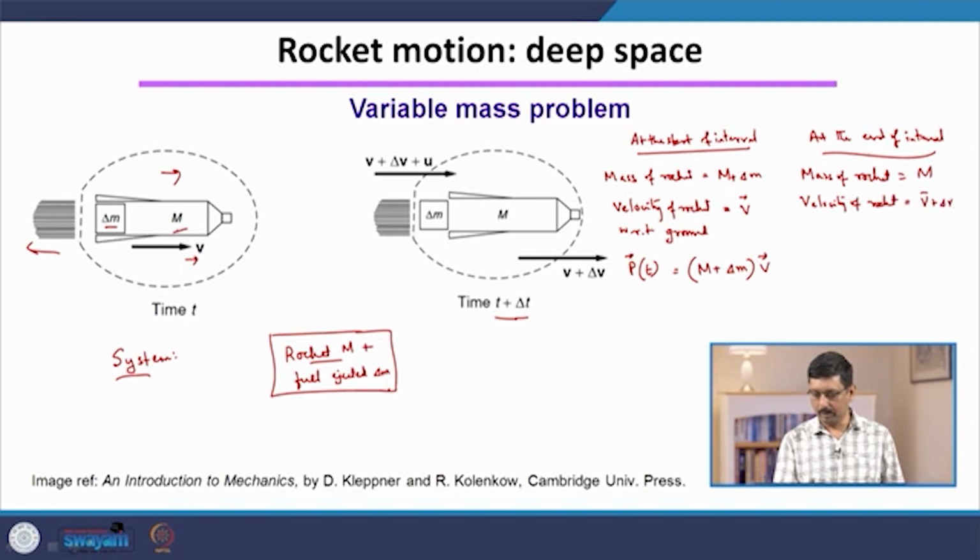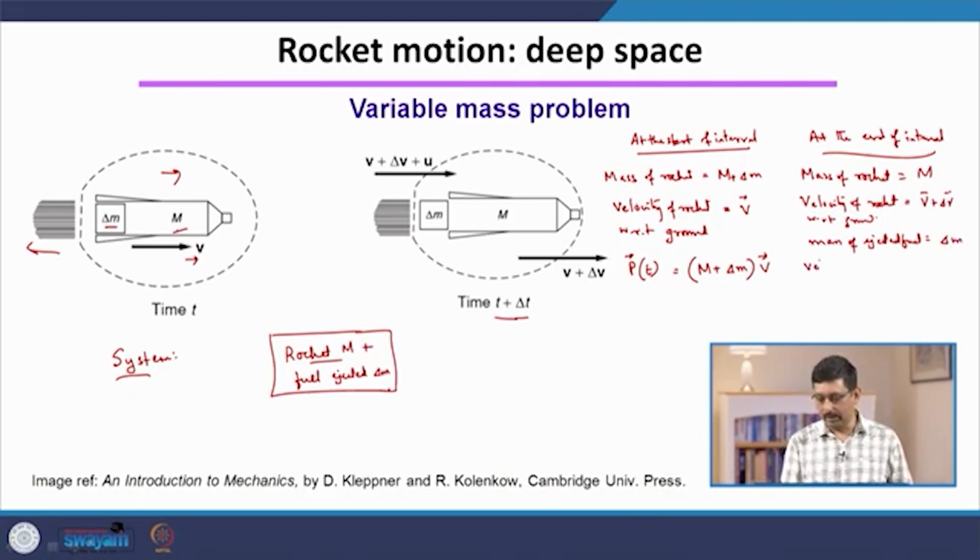So, I am going to assume that the velocity is changed by an amount delta v, and the goal of the problem is to calculate how much the change delta v is. So, this is with respect to ground. Now, what is the mass of the fuel? The mass of the ejected fuel remains the same. So, this is delta m.